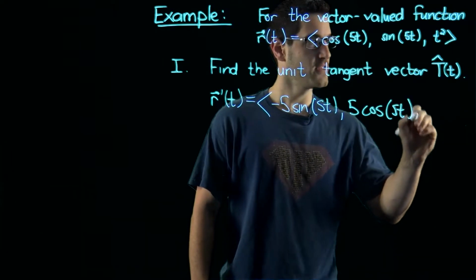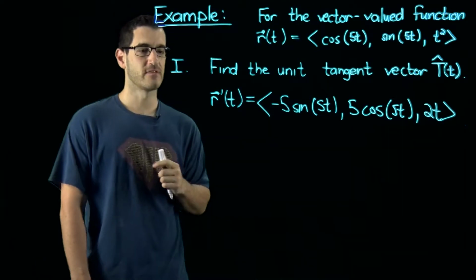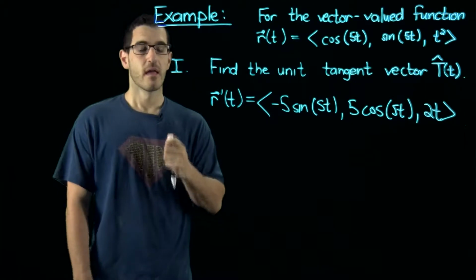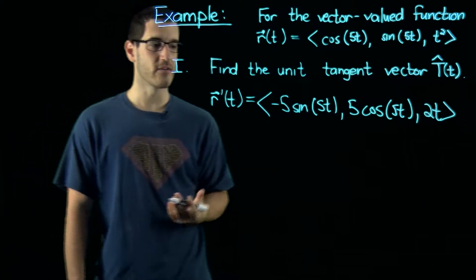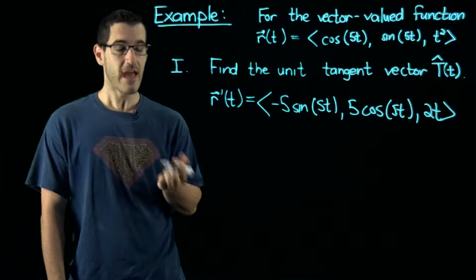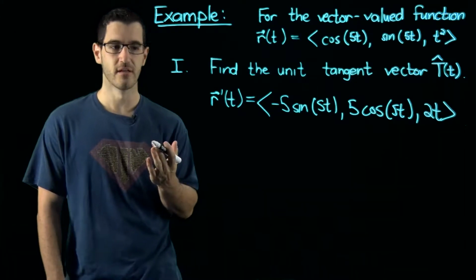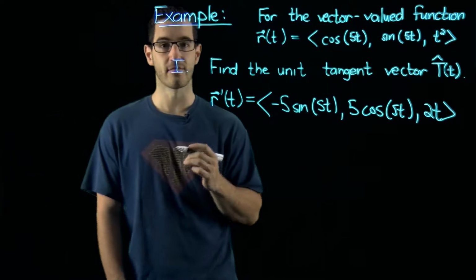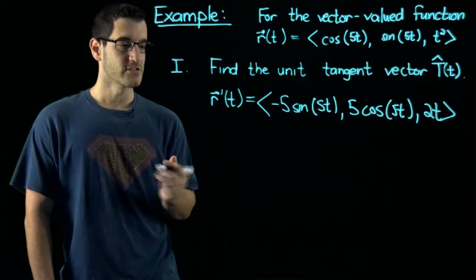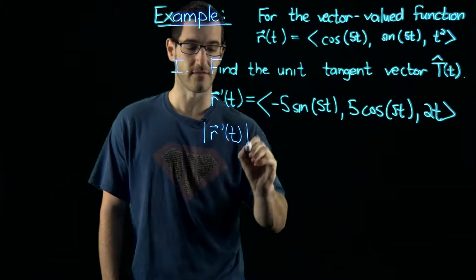And when we do this, let me just remind you, what does this r prime of t give us? Well, if we plug in a particular t value, this is going to be a vector that's parallel to the tangent line to the curve. So it'll be a tangent vector, but the problem is it may not be a unit tangent vector. Remember, a unit vector is a vector of magnitude 1, and we can actually compute this magnitude, and we'll see very quickly that this is not a unit vector.